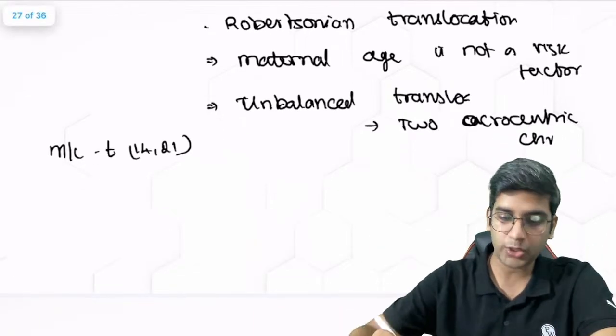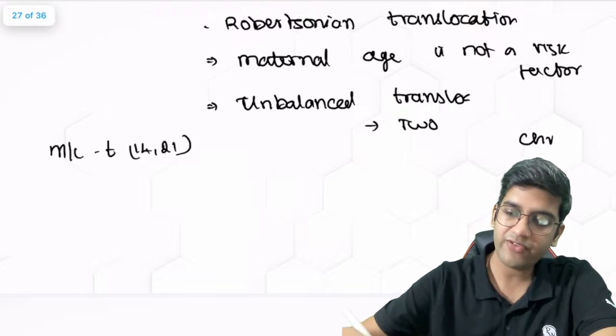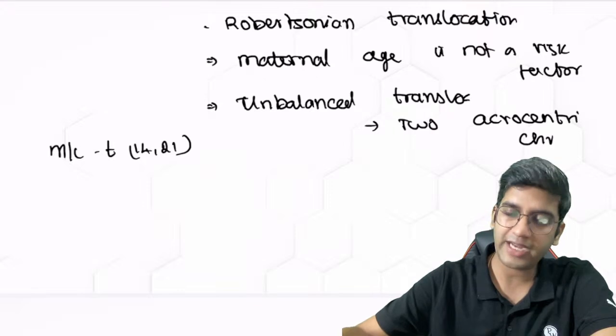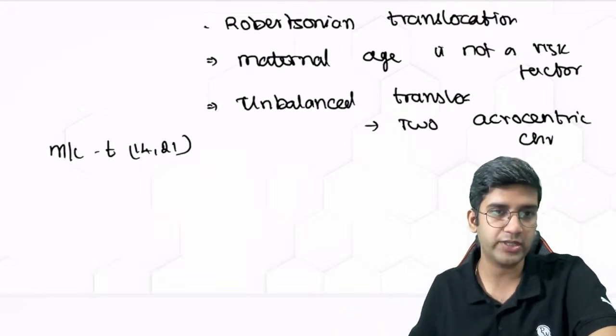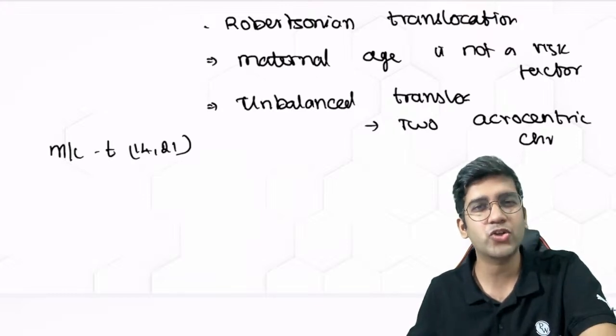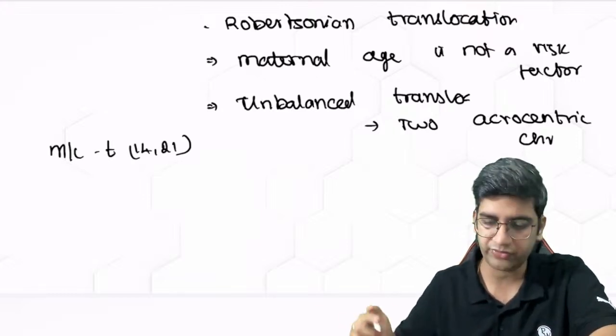It's between two acrocentric chromosomes. Acrocentric has a very, very big Q arm and a very, very tiny P arm, right? It's an acrocentric chromosome, right? It's an unbalanced translocation. No risk factor of maternal age. It's a random translocation which can happen to any mother at any point of time, right?